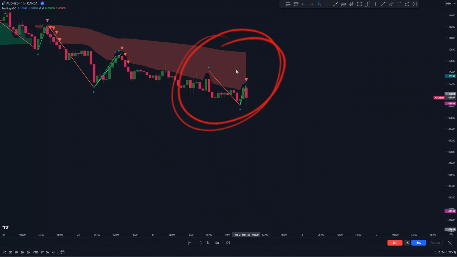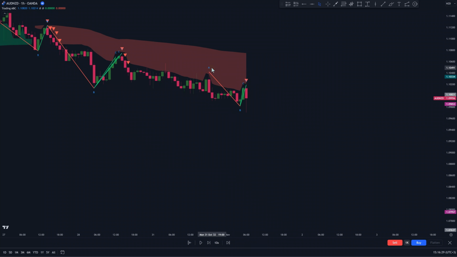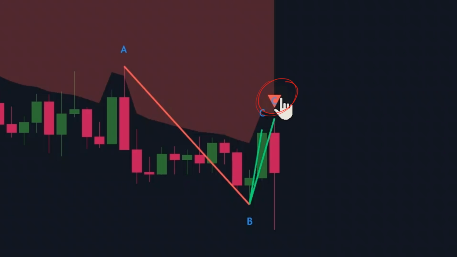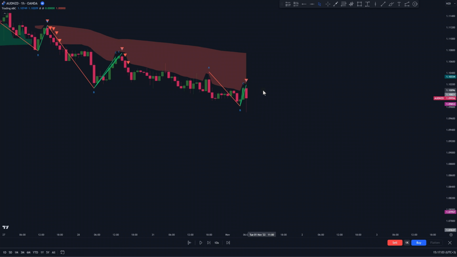And this is it. As you can see here, it always starts with a lower high for point A, a lower low for point B, and another lower high for point C. After the point C is established, we need to wait for this red downward arrow to validate point C. Otherwise, the market might just continue to move upwards, resulting in a losing trade. After the two conditions are met, we enter a short trade.